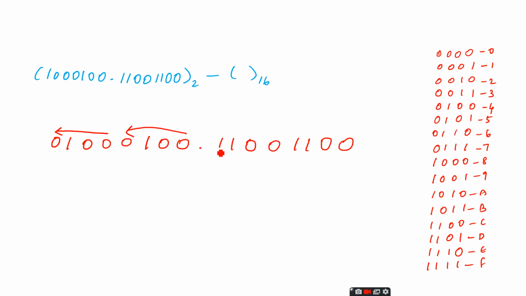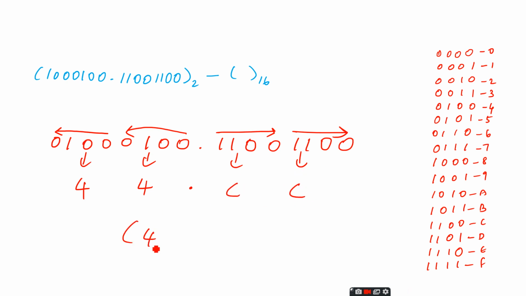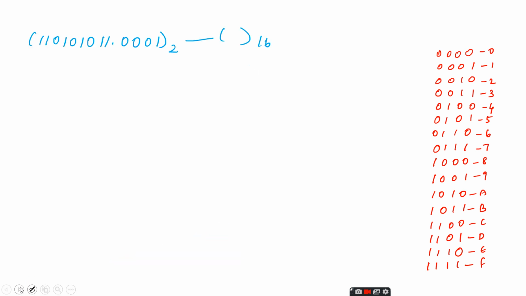Now after the point we will group it from the beginning, 1100 1100. After that we can write the equivalent numbers. 0100, that is 4, and 0100, 4. Point. 1100, it is C. 1100, it is C. So the answer is 44.CC base 16. This is the answer.